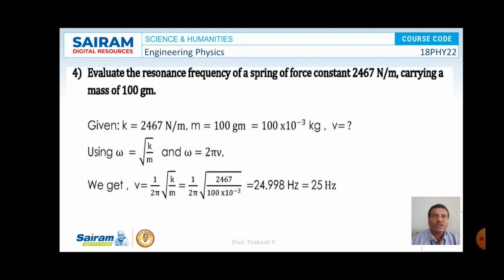So further, the value of K is given as 2467 Newton per meter and the mass applied is 100 grams. So the value of resonance frequency of the spring is calculated by making use of the formula omega is equal to square root of K by M and omega is equal to 2 pi mu. So the frequency mu is given by 1 by 2 pi into square root of K by M. So substitute the value of K and M, and on simplification the value of mu is 25 Hertz. So this is the solution of this problem.